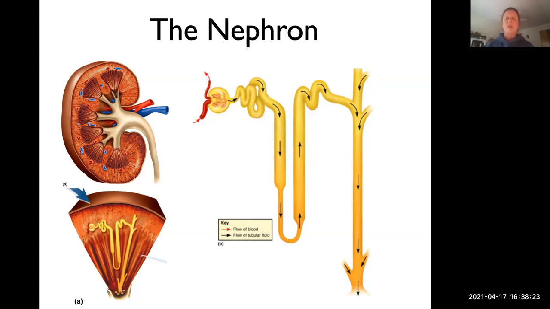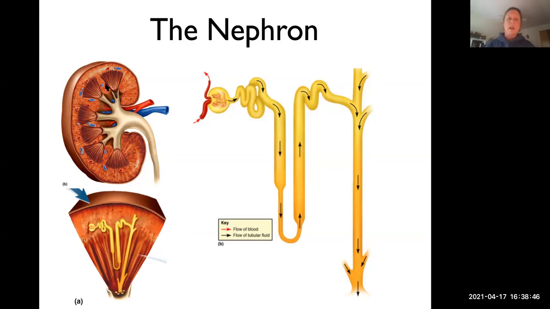Okay, now that we've looked at the gross anatomy of the kidney, let's take a closer look at the microanatomy of the kidney. In particular, a structure known as the nephron. Nephr means kidney, and the nephron literally means the functional unit of the kidney. It's the part of the kidney that does the work that we're going to be talking about.